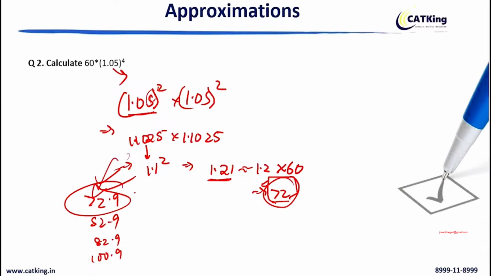If the options are too close, like 72.9, 72.8, 72.5, then you cannot use approximation, obviously.